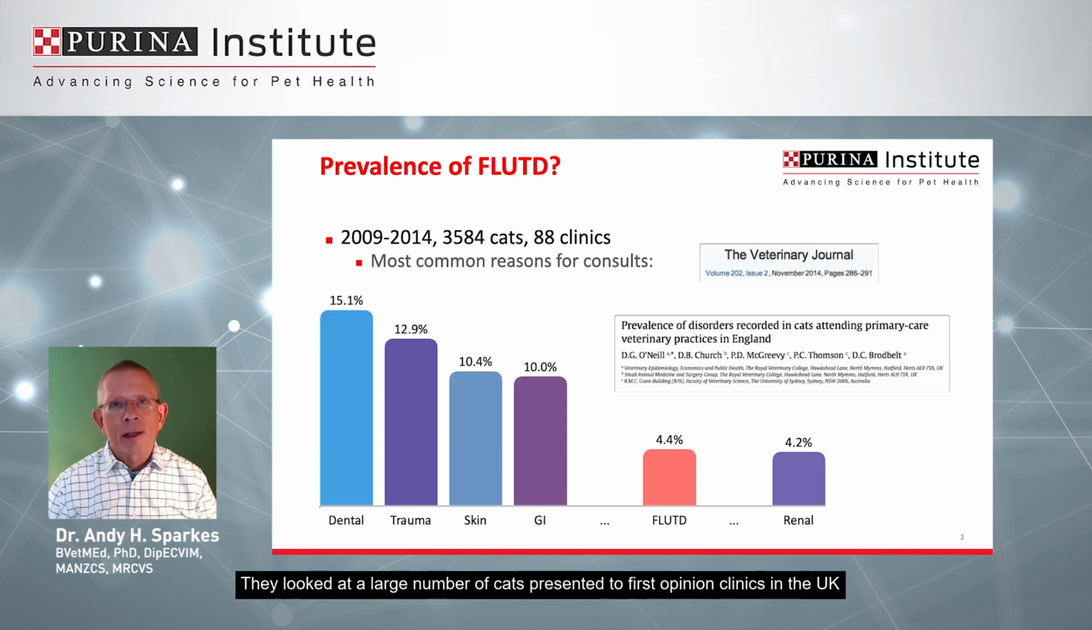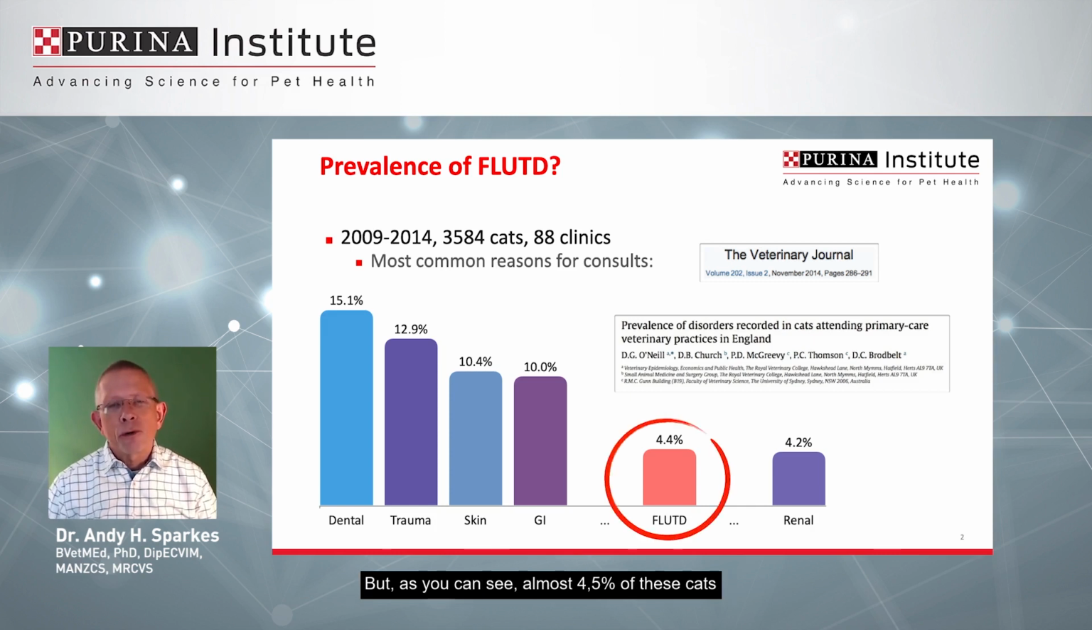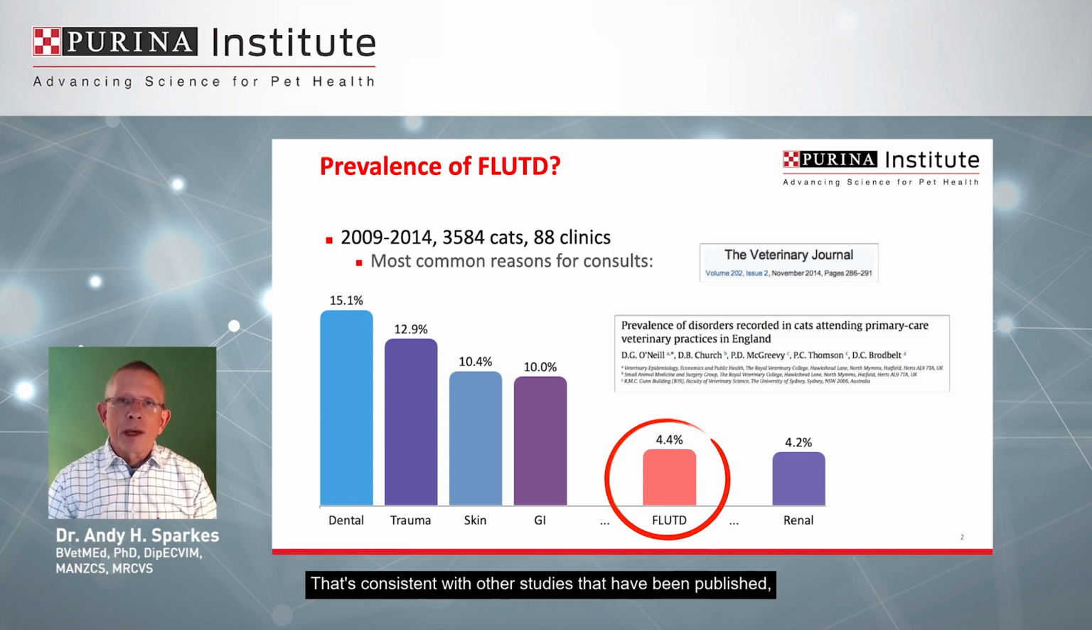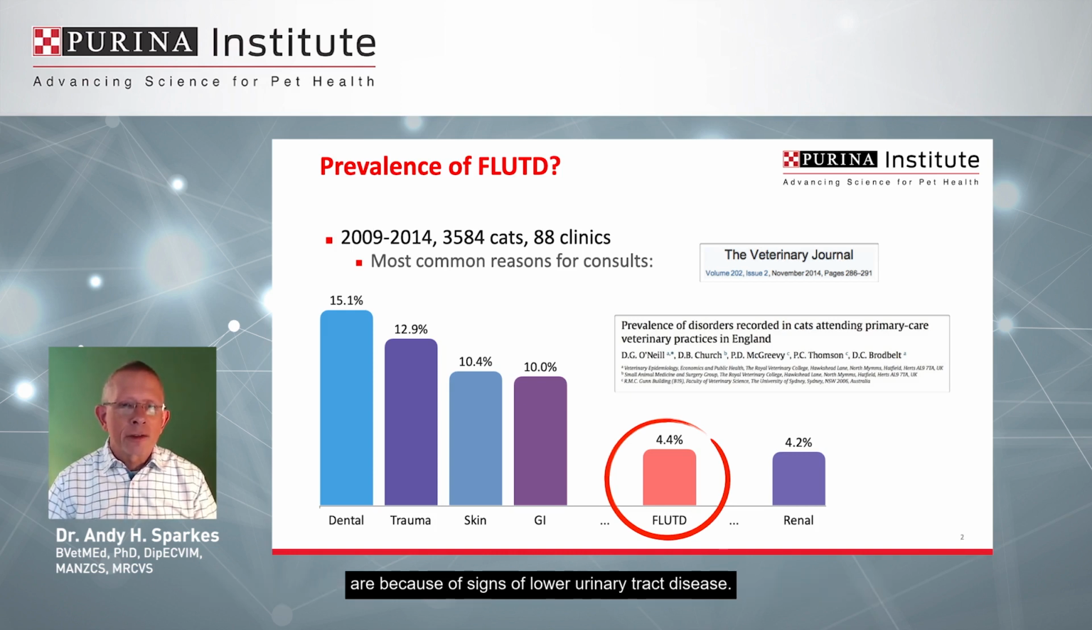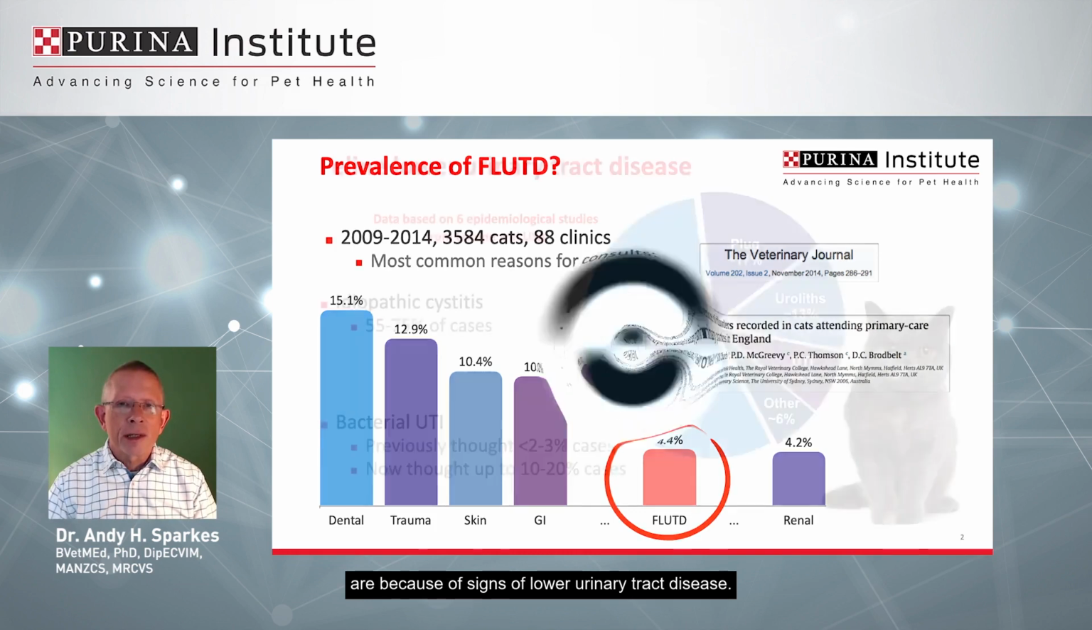And they looked at a large number of cats presented to first opinion clinics in the UK to look at the common problems that these cats were presented for. A variety of different problems, as you would expect, but as you can see, almost 4.5% of these cats were presented because of signs of lower urinary tract disease. Now that's consistent with other studies that have been published, which suggest that usually between 4 and 6% of cats that are presented in general practice are because of signs of lower urinary tract disease.